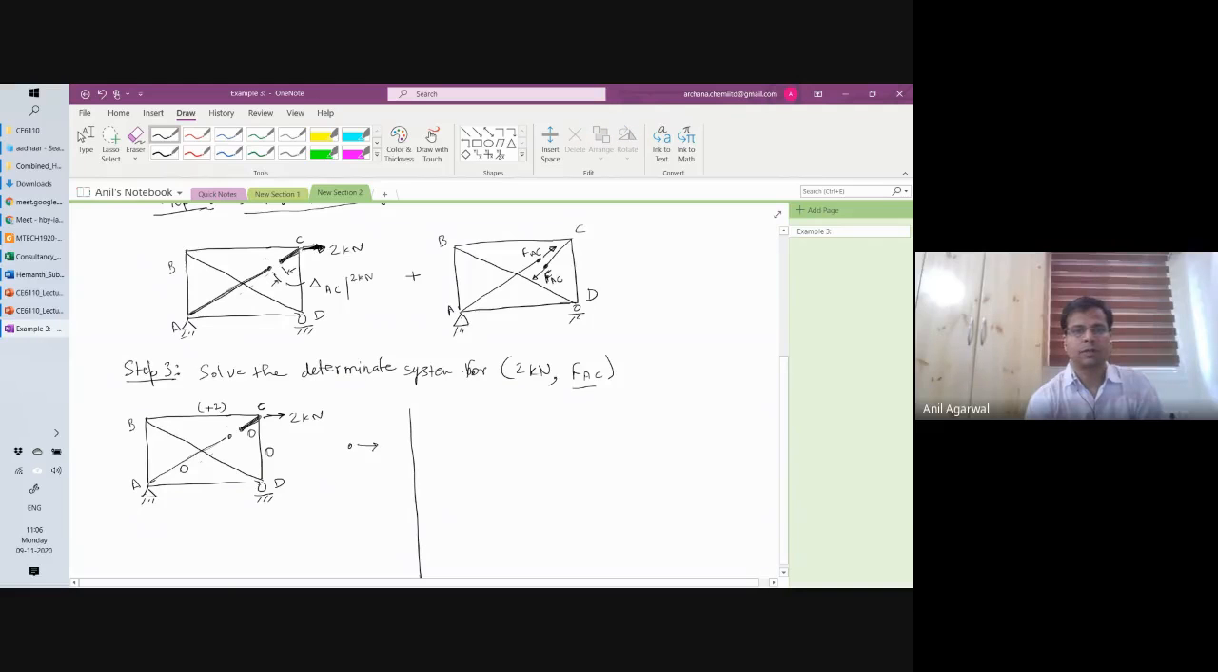Now draw the free body diagram of joint B. You got a tension force of 2 acting here. It has to be balanced by this force here. It has to be balanced by this force here. So how much will these forces be?